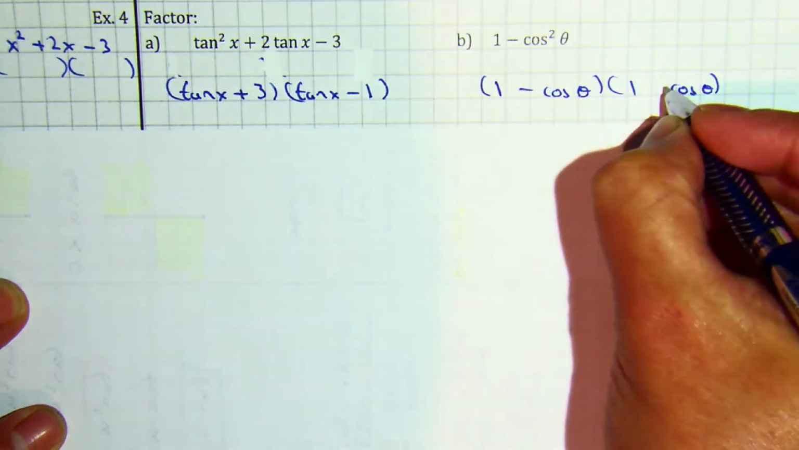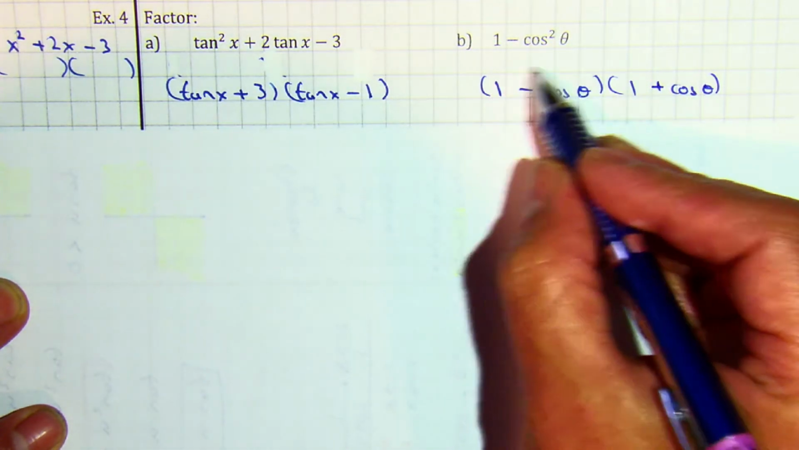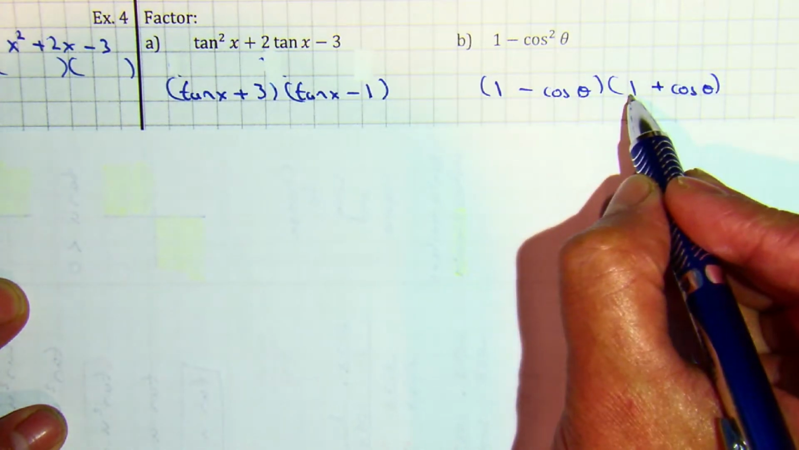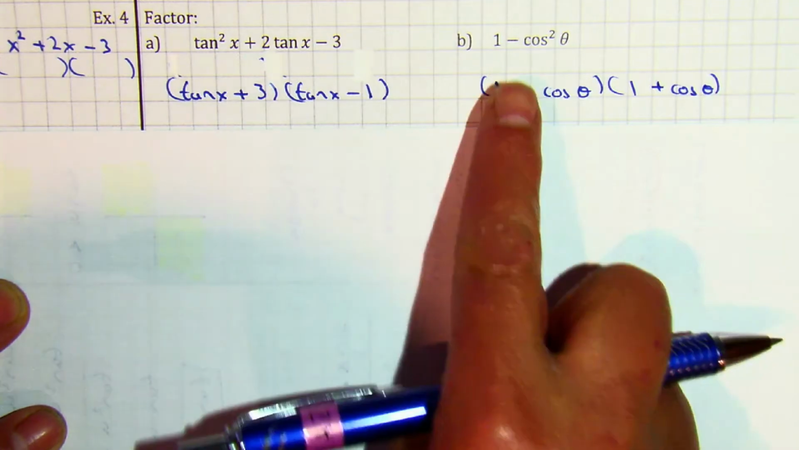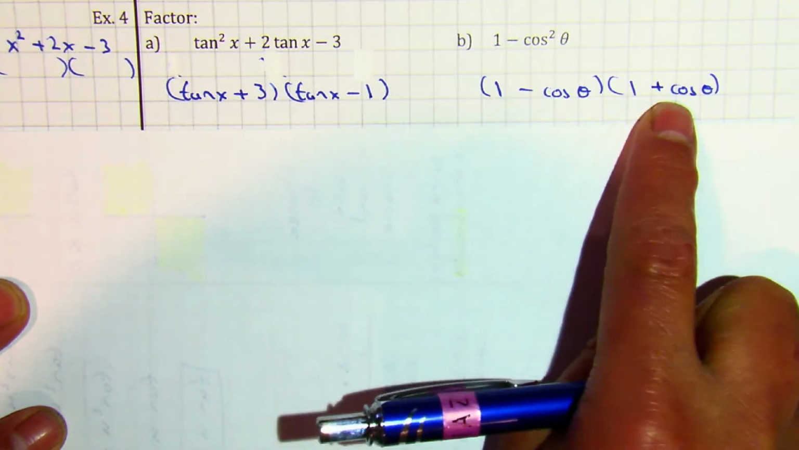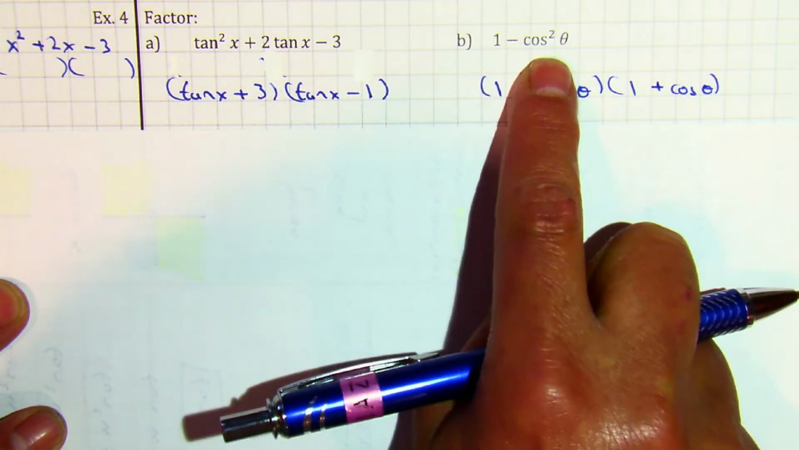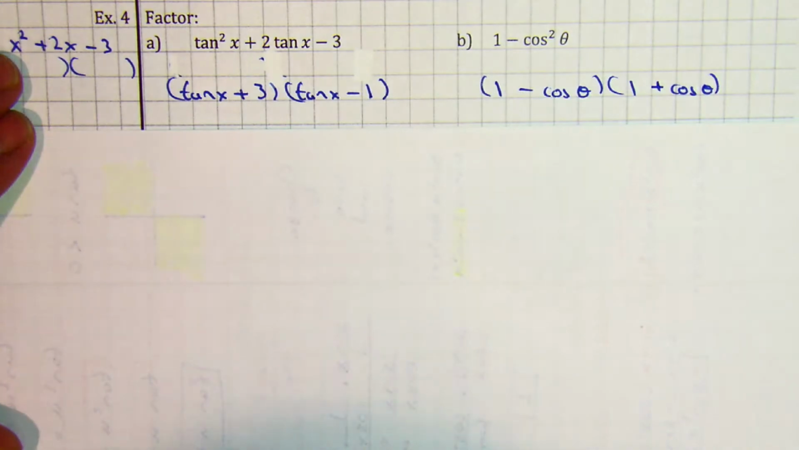One negative and one positive. It gives me 1. Positive cosine and negative cosine cancel out, and negative cosine squared. And you should recognize this as the difference of two squares, and this will come up often. We have 1 minus cosine of theta, or 1 minus cosine square of theta.